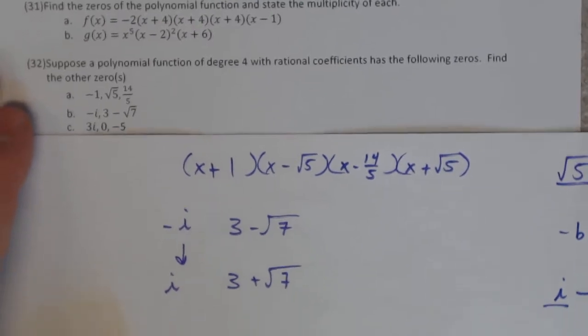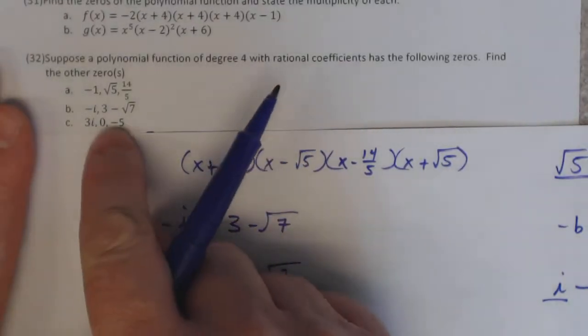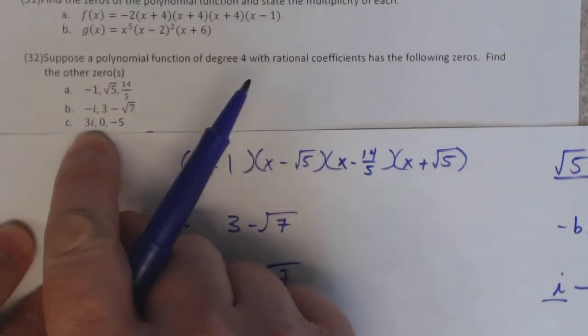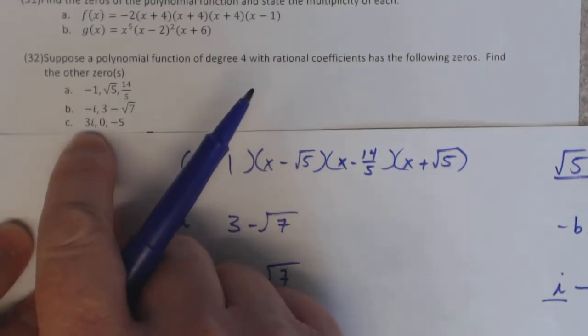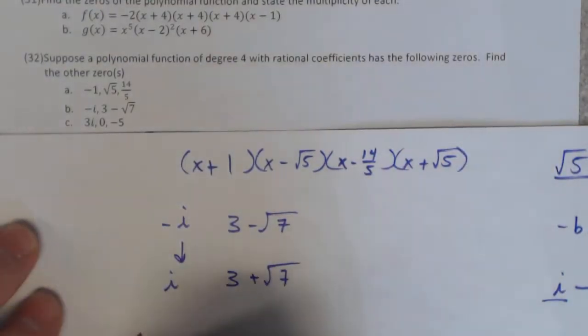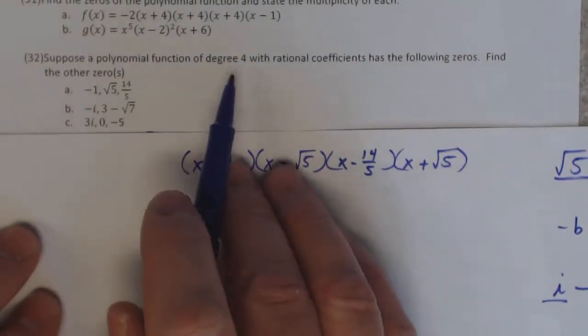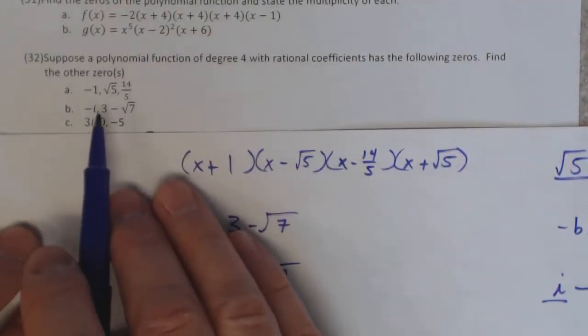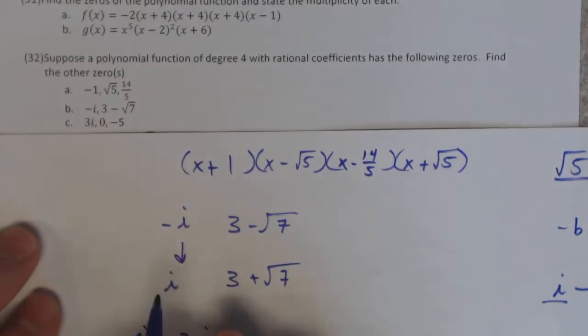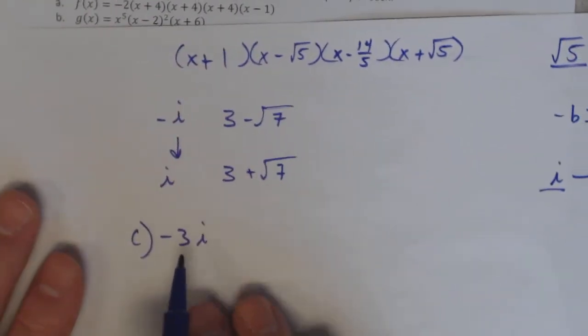What about part C? Well, 0 and negative 5 are just regular numbers, but that 3i tells me that negative 3i would be the other 0. And we only got 4 because each one of these has a degree of 4, so we're accounting for the fourth one. This is the third and fourth one. Part C, this would be the fourth one.